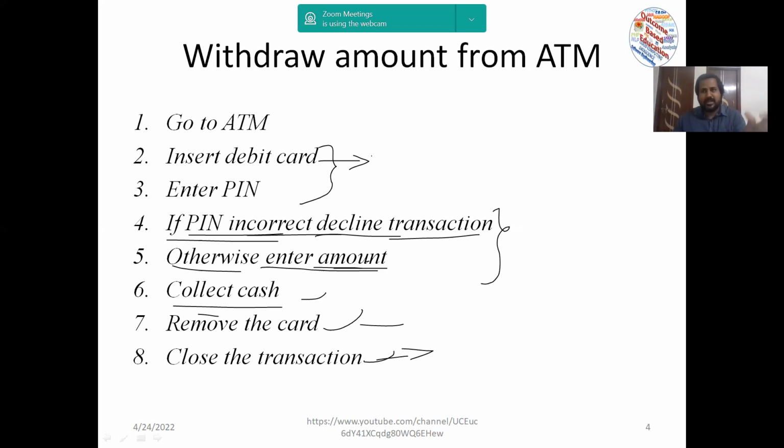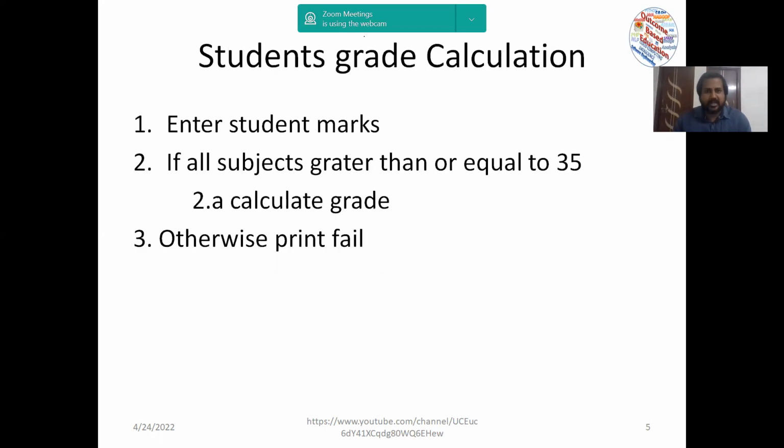Okay, so this is what an algorithm is. An algorithm is nothing but a step by step process where you use a language like English, the way you speak regularly, and convert your problem into some sort of steps. Once you have converted your problem into steps using an algorithm, then you can easily write a program. Okay, so we'll see another example.